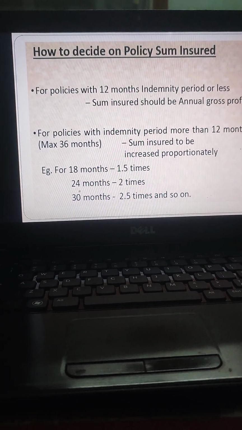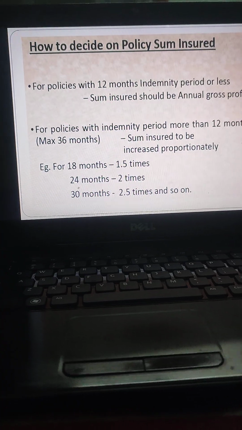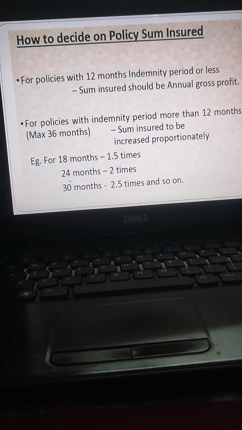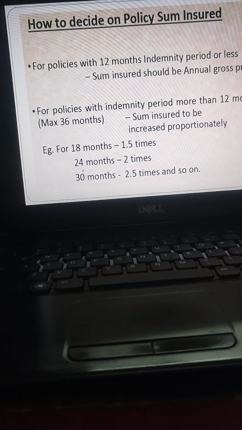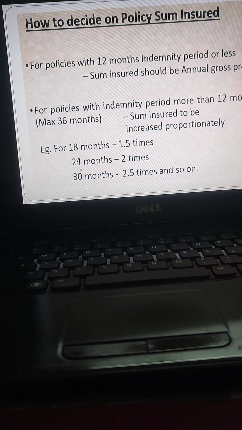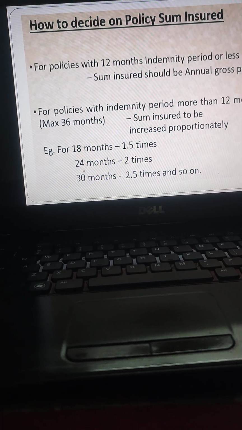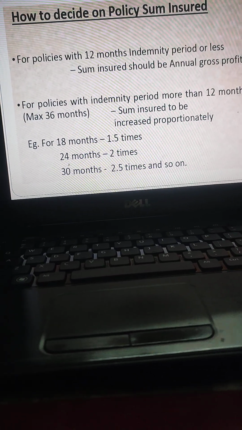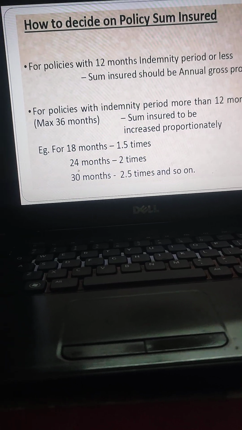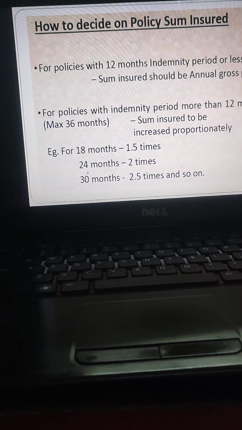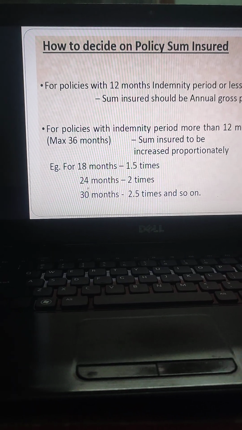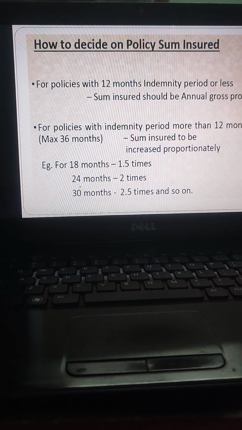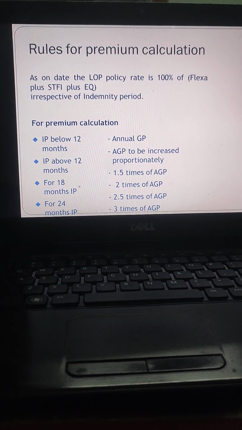The question is how to decide the policy sum insured. For policies with an indemnity period of 12 months or less, the sum insured should be the annual gross profit. For policies with an indemnity period of more than 12 months, say 18 months, the sum insured will become 1.5 times. For 24 months, it will be doubled. For 30 months, it will be 2.5 times, and so on.